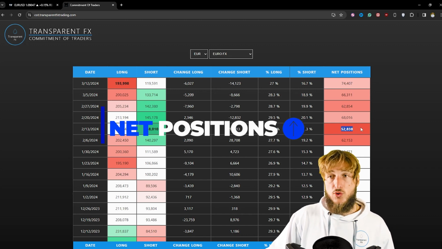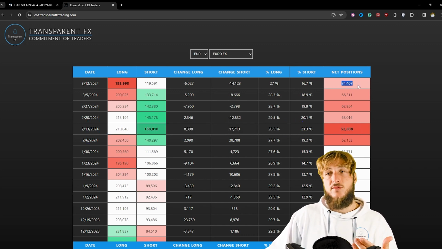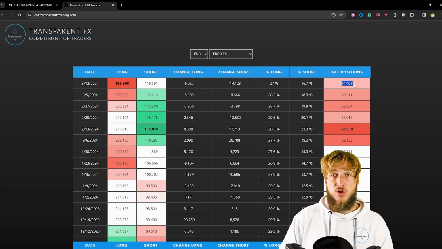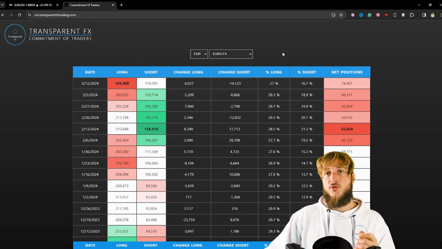We went from having 52.8k net positions up to 74.4k net positions. So institutions are once again moving back to the bullish side for EURUSD, therefore making it stronger.